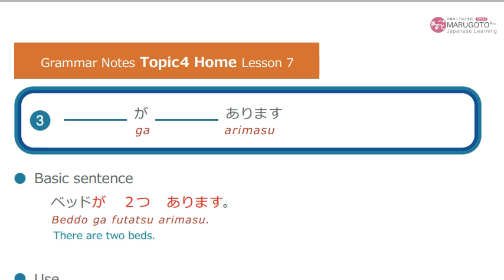For this, we need to know a grammar structure and some counters. The structure itself isn't too complicated. We have the item that we're talking about, followed by ga, and then the counter, followed by arimasu, if we're talking about inanimate objects. If we're talking about animate or living objects, we need to replace arimasu with imasu.